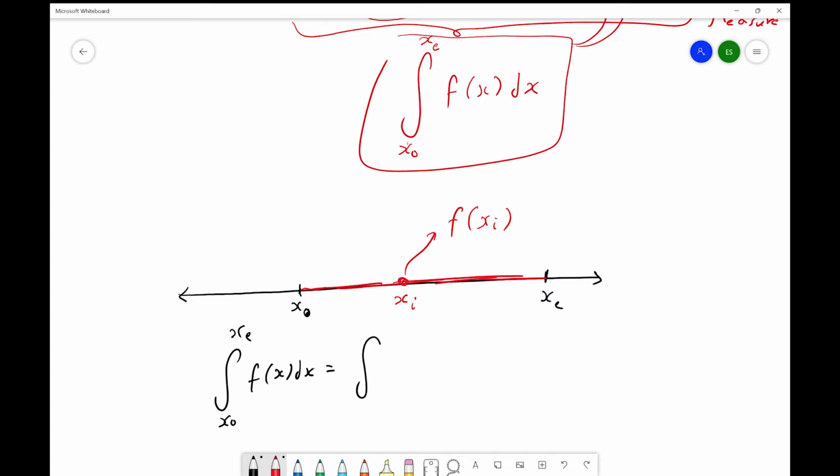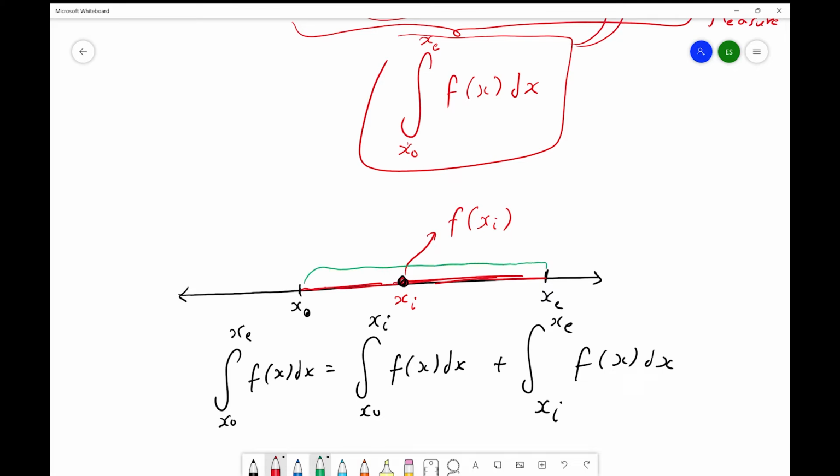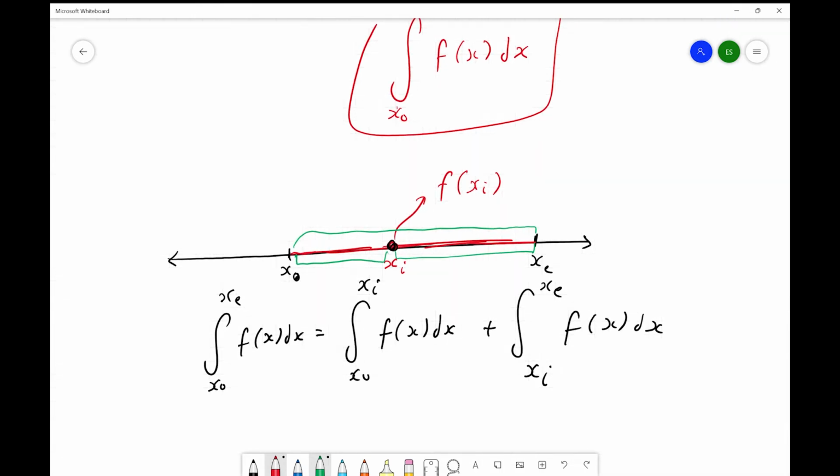One basic property of integration is that the integral from x0 to xe of f of x dx is just the integral from x0 to xi of f of x dx plus the integral from xi to xe of f of x dx. You can separate the interval of integration into sub-intervals. This is very intuitive because the integral is just a sum. You're summing across this interval. You might as well imagine that the sum across this whole interval is equal to the sum across this sub-interval plus the sum across this sub-interval. So nothing fancy here. This is a very intuitive statement to make.